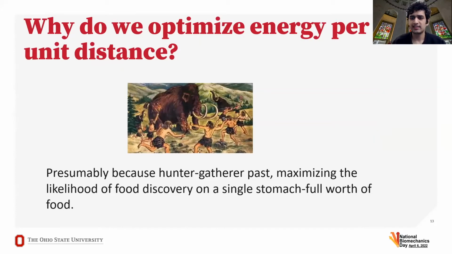So this takes me to the next question. Why do we optimize energy per unit distance? What is the reason? Can we give an explanation? So we can give an evolutionary explanation for this.